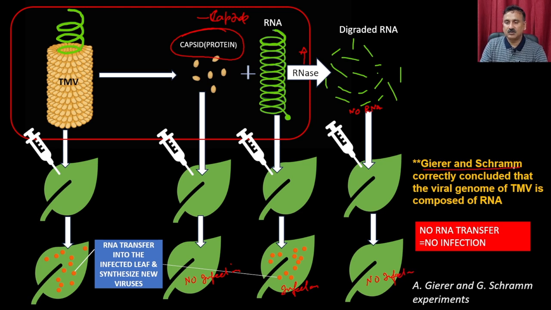So, Fraenkel-Conrat and Singer correctly concluded that the viral genome of TMV is composed of RNA. So, if there is no RNA, then there will be no infection.